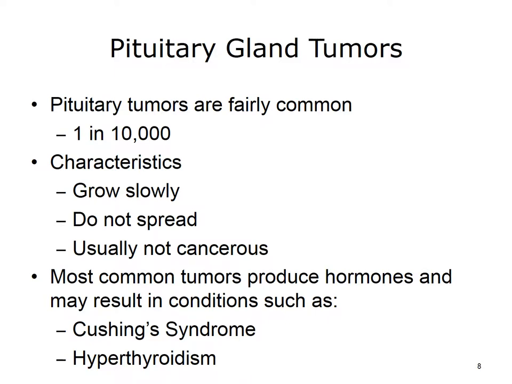Symptoms of pituitary tumors include vision problems, nausea and vomiting, and other problems caused by the overproduction of hormones. Pituitary tumors are generally curable. Treatment is often surgery to remove the tumor. Other treatment options include medications, radiation, or radiosurgery.